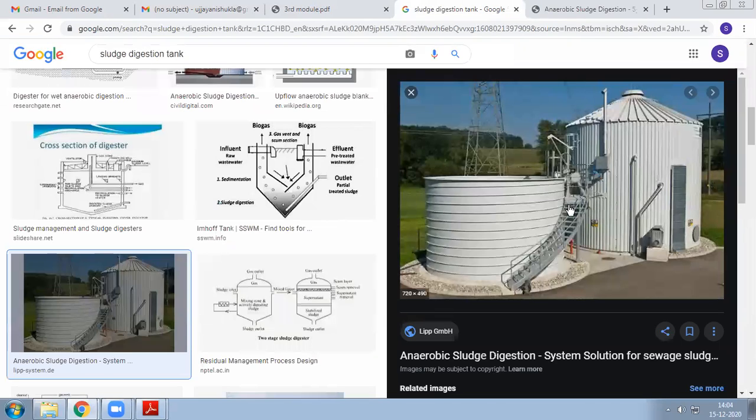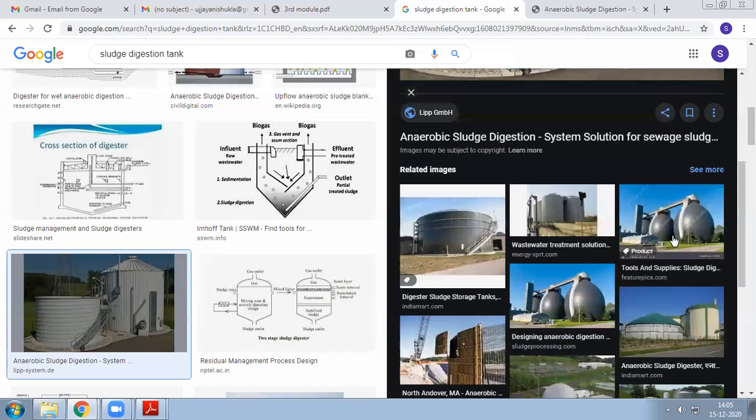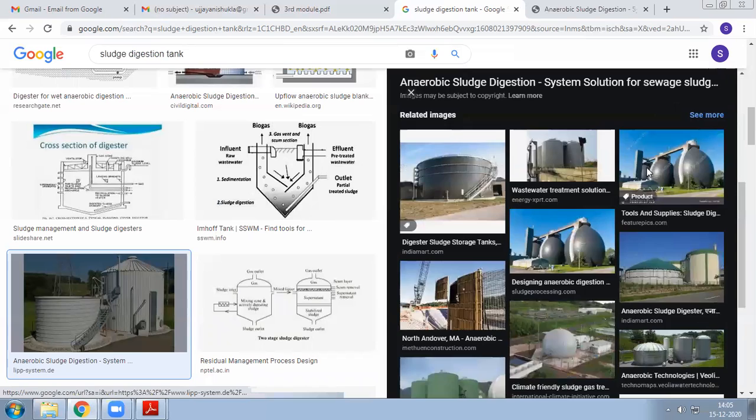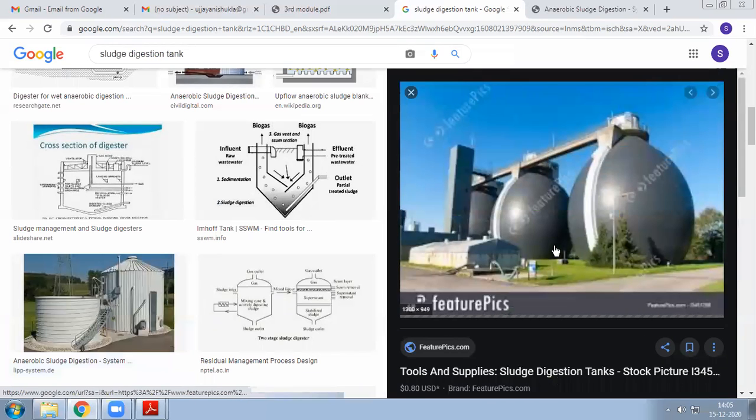So here it's big. See here, this is the sludge digestion tank. If you visit any industry, you will see it like this. Okay, so many are there. See, this is also one sludge digestion tank.